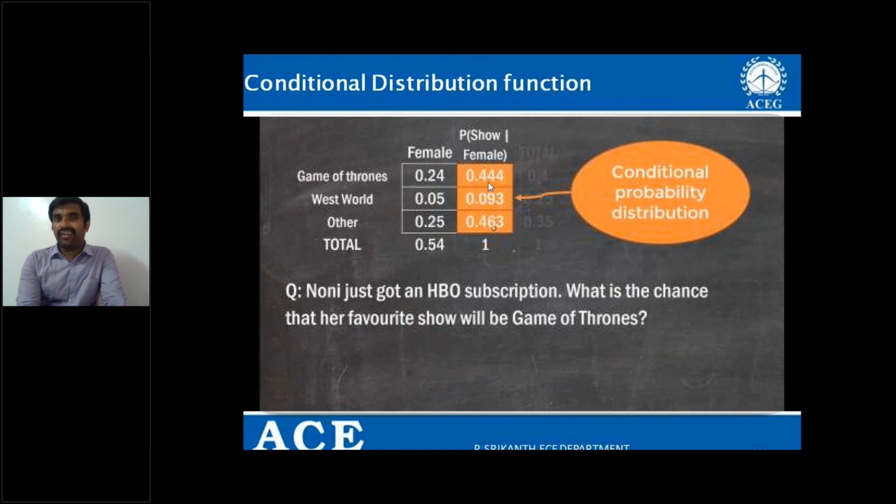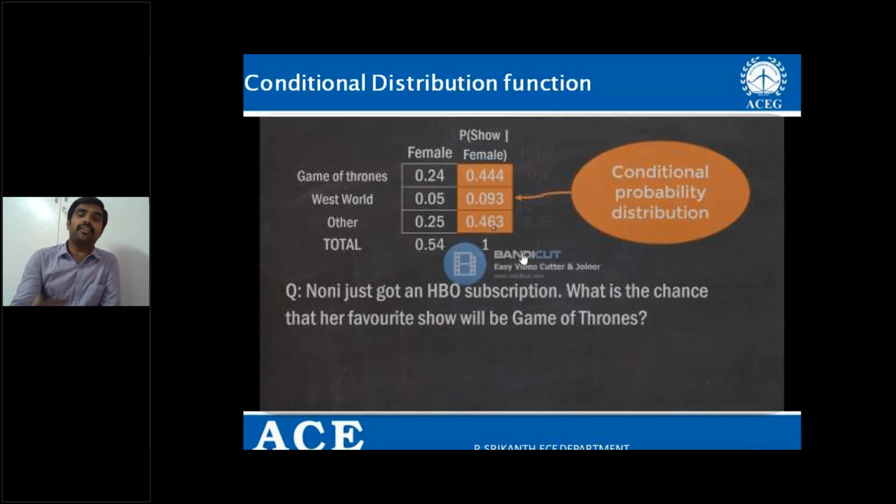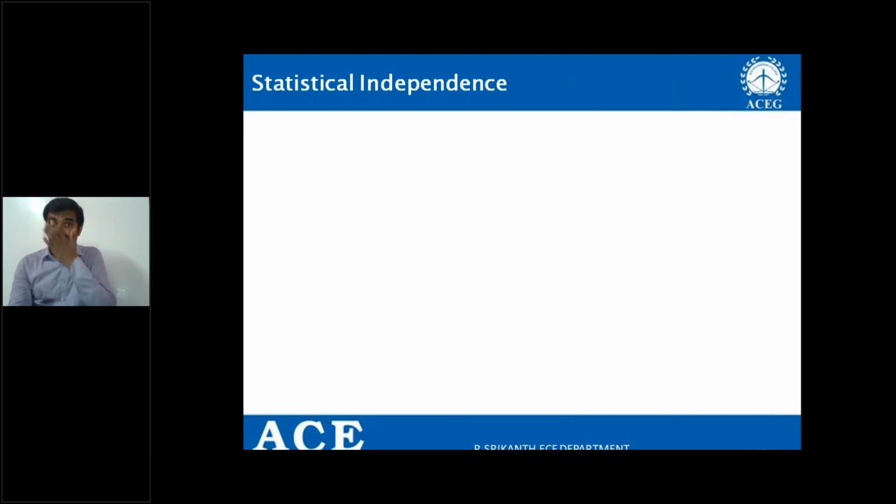By combining all these conditional probabilities, I can write the conditional probability distribution, and these probability values represent the distribution of conditional probabilities. Understood about conditional probability distribution, right?